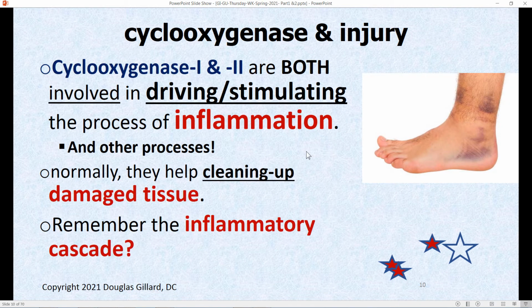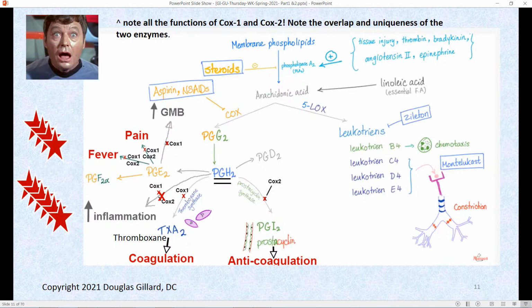What about inflammation and injury in the cyclooxygenases? Both COX-1 and COX-2 are the driving force for stimulating the process of inflammation. So when you have an inversion sprain and you blow out the ankle and damage some of the ligaments, and ligaments are bleeding, you need to clean that dead tissue up. It can't sit there. Cyclooxygenase is a key driver of the inflammation response, so it's important in cleaning up dead tissue.